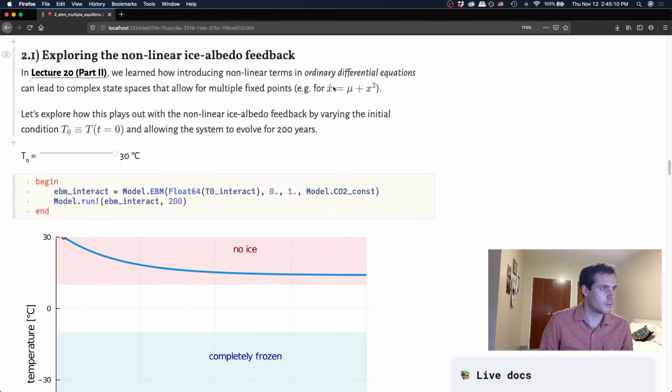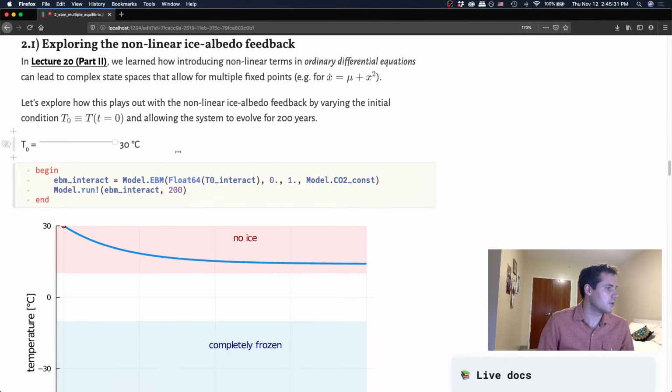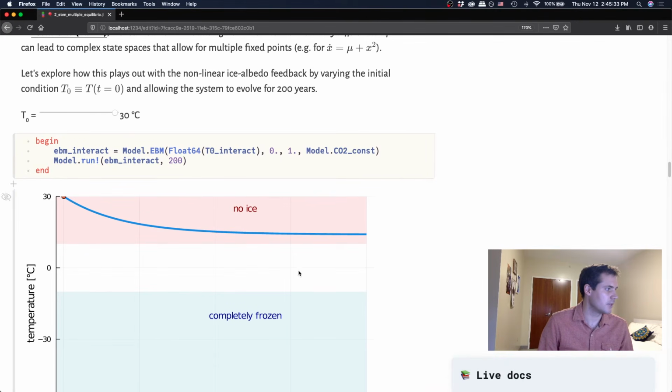So for reference, in David Sanders' lecture, you saw these equations like x dot equals mu plus x squared. Think about this being the same thing, except now x is temperature, and mu might be solar insolation, for example. And x squared is the temperature-dependent albedo term. All right, so here's how this works out.